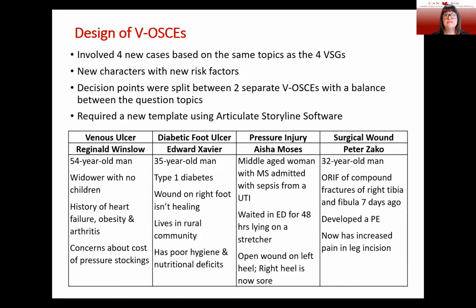And we created decision points for all of the components that were in the original simulations, but we needed to split them between the pre and the post virtual simulation OSCE so that there would be a balance between the question topics in the simulation. So for example, Reginald Winslow, we might use decision point 1, 3, 10, and 12 in virtual OSCE A and use all of the other decision points in virtual OSCE B. And the same for the 4. So we wanted to make sure we had 2 assessment questions in the pre and 2 in the post.